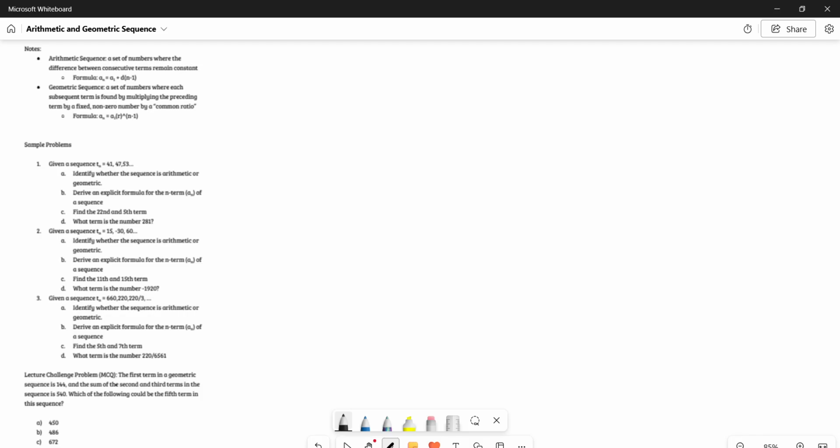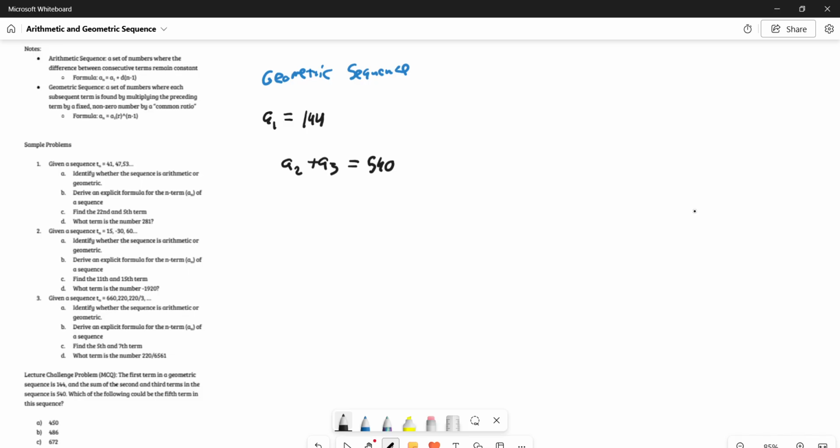Okay, and then for today's challenge problem, which is an MCQ, the first term in the geometric sequence is 144, and the sum of the second and third terms in the sequence is 540. Which of the following could be the fifth term in the sequence? We know that it is a geometric sequence, right? So the first thing is that a sub 1 is 144. That is literally given. Now, the sum of the second and third terms is 540, so let's write down a sub 2 plus a sub 3 is 540.